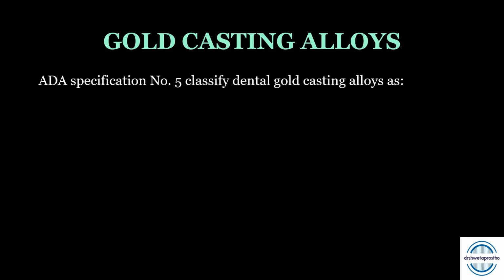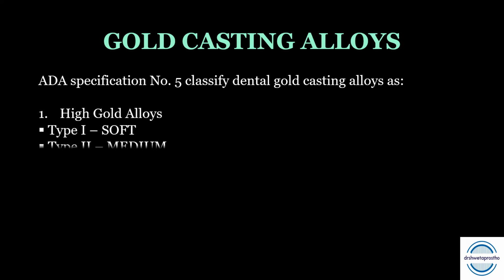Now next are the gold casting alloys. ADA specification number 5 classifies the dental gold casting alloys into 3 types depending on the gold content. First are the high gold alloys. They contain 70% by weight or more of gold, palladium and platinum. These can further be classified into 4 types depending on the mechanical properties. They can be type 1 soft, type 2 medium, type 3 hard and type 4 extra hard.